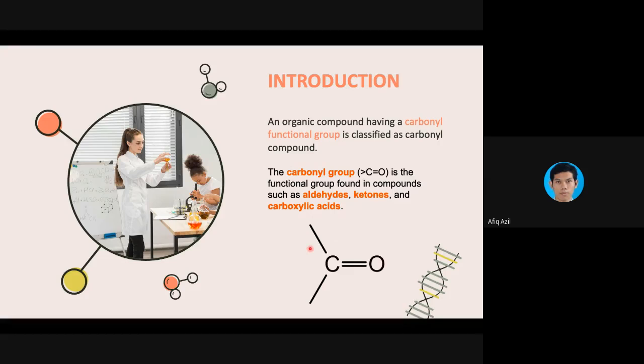So this is the C double bond O that I have mentioned, which is the carbonyl group. It must contain C double bond O, and then you have these two bond lines, meaning that it can be an R group, alkyl, or it can be Ar, which is an aryl group, or it can be just hydrogen over here.